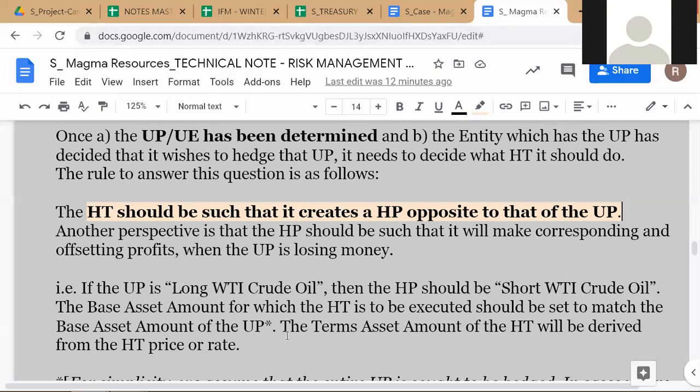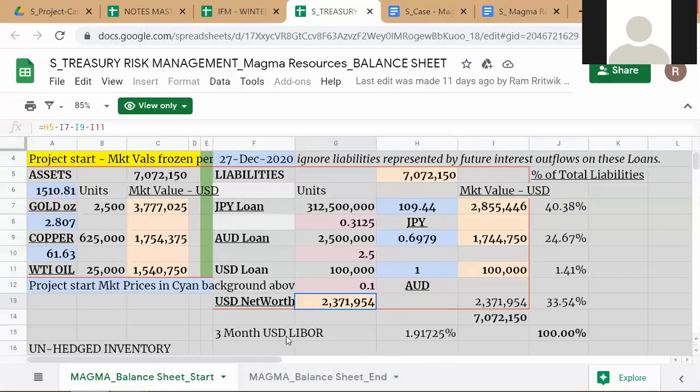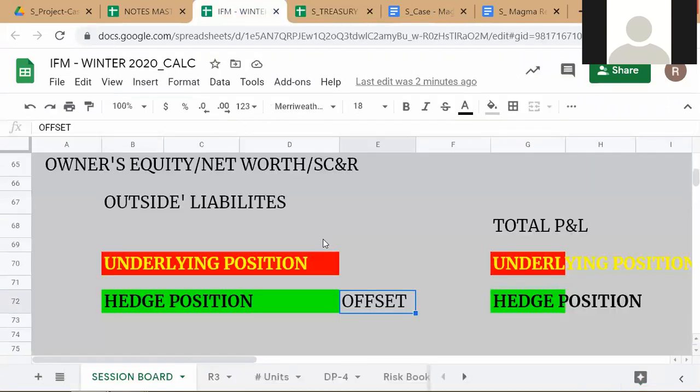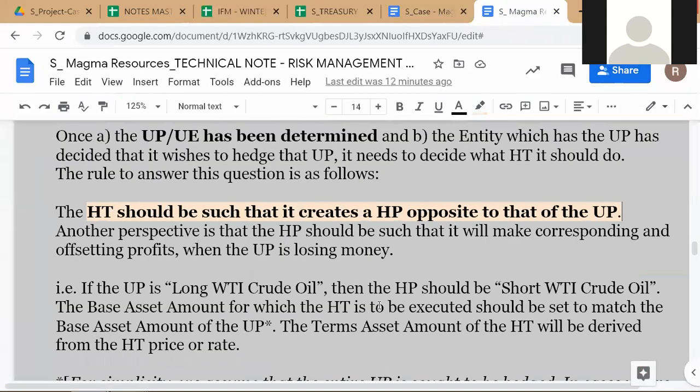Why are they doing that? Why are they doing an offset? Once you understand this framework, it will become clear to you. Why are they trying to set up an offset? Because the goal is to maximize the total P&L. Maximizing P&L means also minimizing losses. So if you see a risk that the underlying position might start showing losses, then you set up a hedge position in such a way that it is opposite to the underlying position, what we have given you here. Hedge position is opposite to the underlying position.